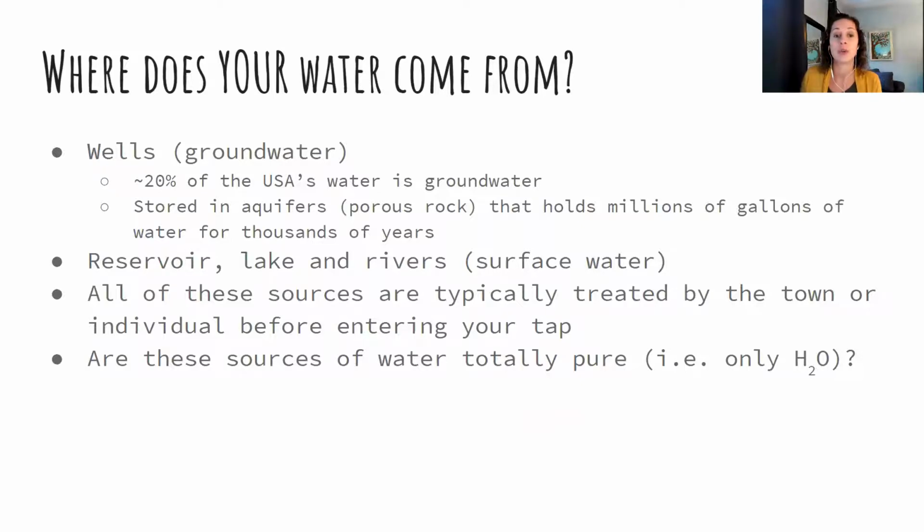About 20% of the USA's water is groundwater. This is stored in aquifers, which I've used that term before, but it's a porous rock, meaning it's a rock with little tiny holes in it, kind of like a sponge is porous. It holds millions of gallons of water for thousands of years.